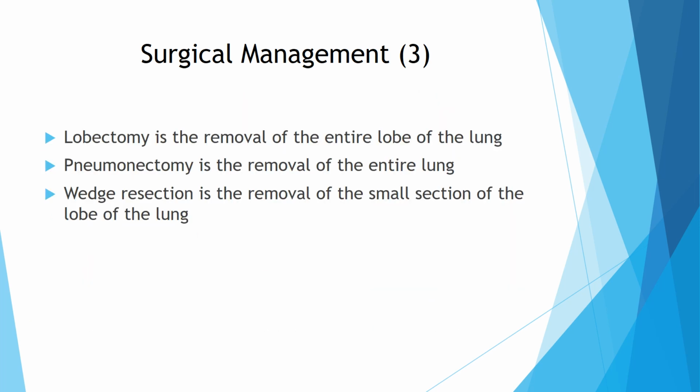So here you have the various lung surgeries. You can have the lobectomy. The lobectomy is the removal of the entire lobe of the lung. That is the picture that you will see on the left. In the middle, you will see a pneumonectomy. A pneumonectomy is the removal of the entire lung. And on the right, you will see a wedge resection. A wedge resection is the removal of the small section of the lobe of the lung that is affected.